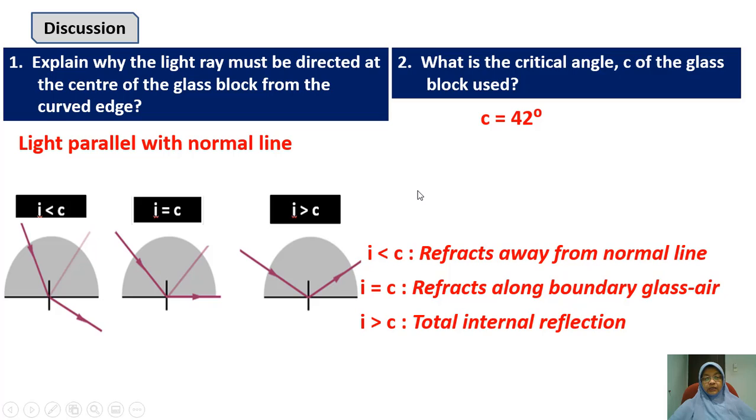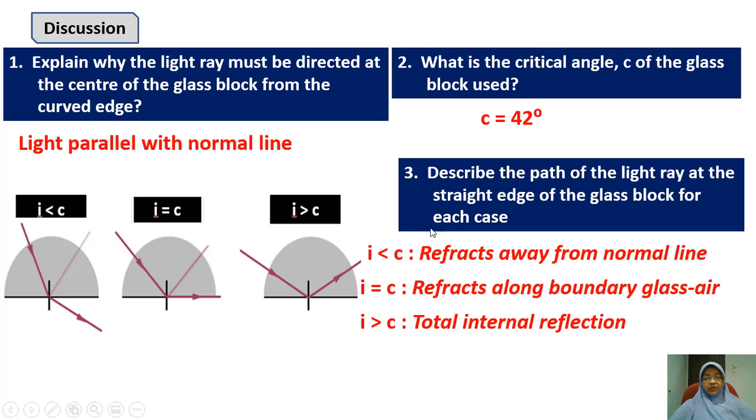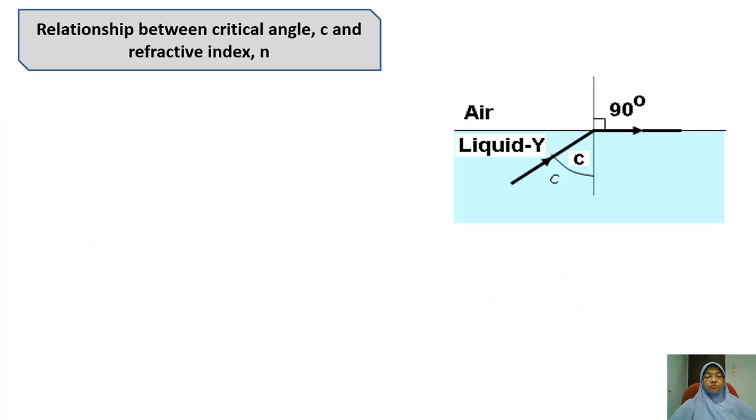Okay. What is the critical angle of the glass block? We have 42 degrees. So again, I less than C, refract away from the normal line. I equals C, refract along the glass-air boundary. I larger than C, total internal reflection occurs. I hope you can remember the phenomena for the three situations of I. Okay, now we move further.